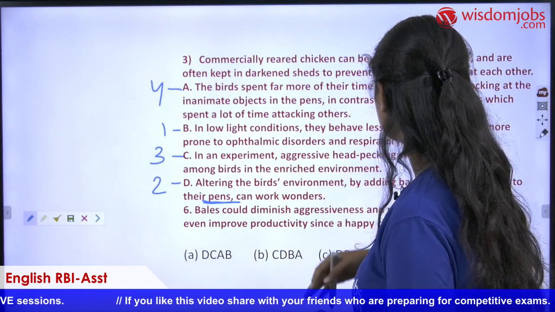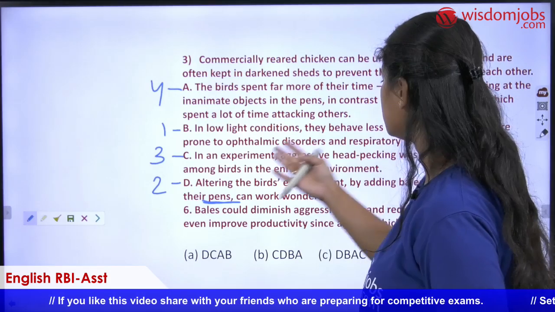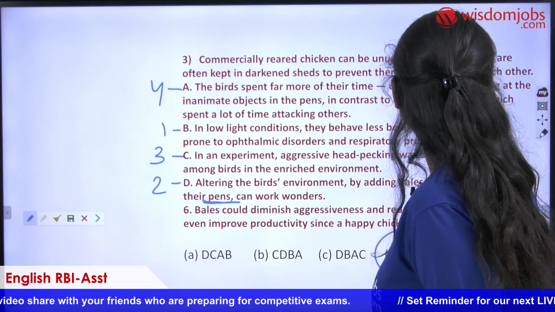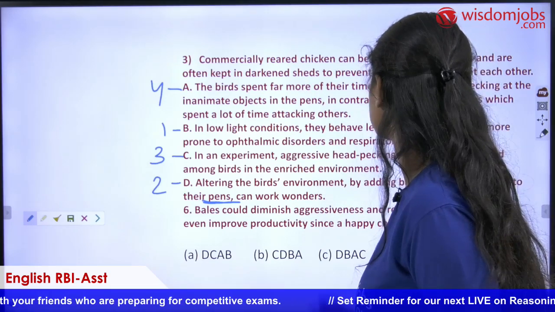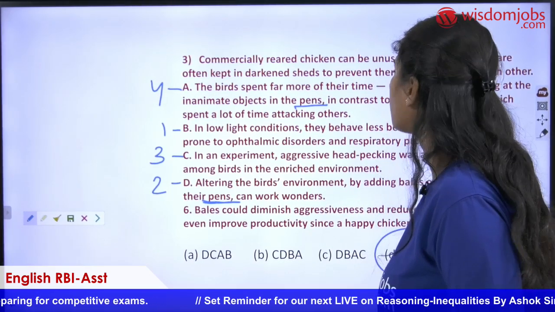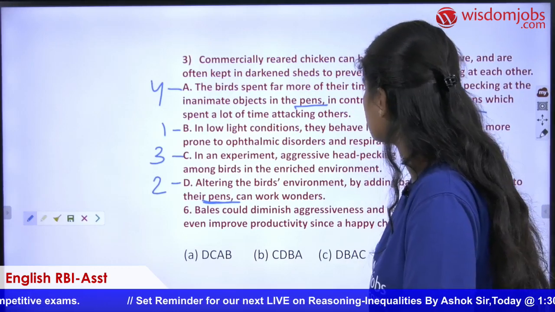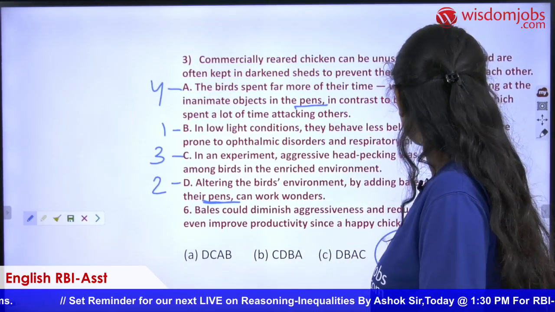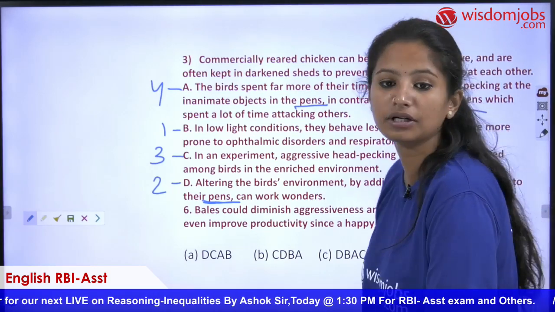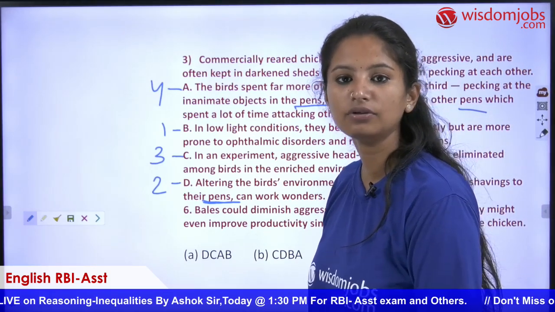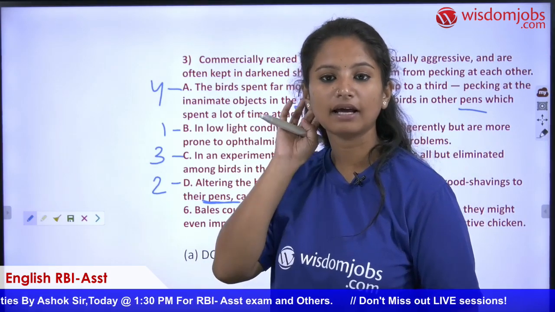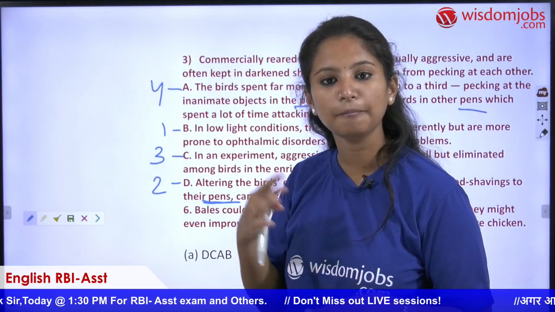Then, in an experiment, aggressive head pecking was all but eliminated among birds in the enriched environment. The birds spent far more of their time, up to a third, pecking at the inanimate objects in the pens, in contrast to birds in other pens which spent a lot of time attacking others. Bales could diminish aggressiveness and reduce injuries. They might even improve productivity, since a happy chicken is a productive chicken. So that is how you find out the whole paragraph. Now this is the completed paragraph, where the whole paragraph is properly sequenced.